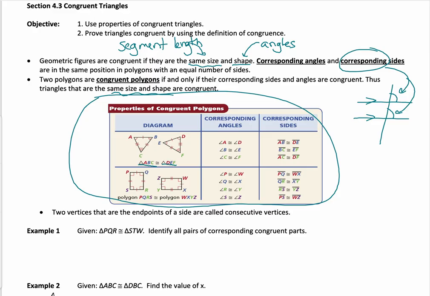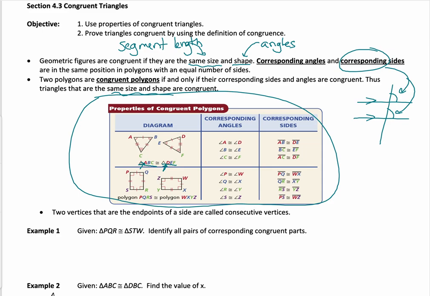For instance, angle A of triangle ABC corresponds to angle D of triangle DEF. Why? Because they're the first letter in each triangle name, okay? If I look at angle A, I see it has one angle tick mark there, one angle mark. And if I look at D, it also has one angle mark. That is telling me that angle A and angle D are congruent. So in this case, these two angles, A and D, correspond to each other and they're congruent.